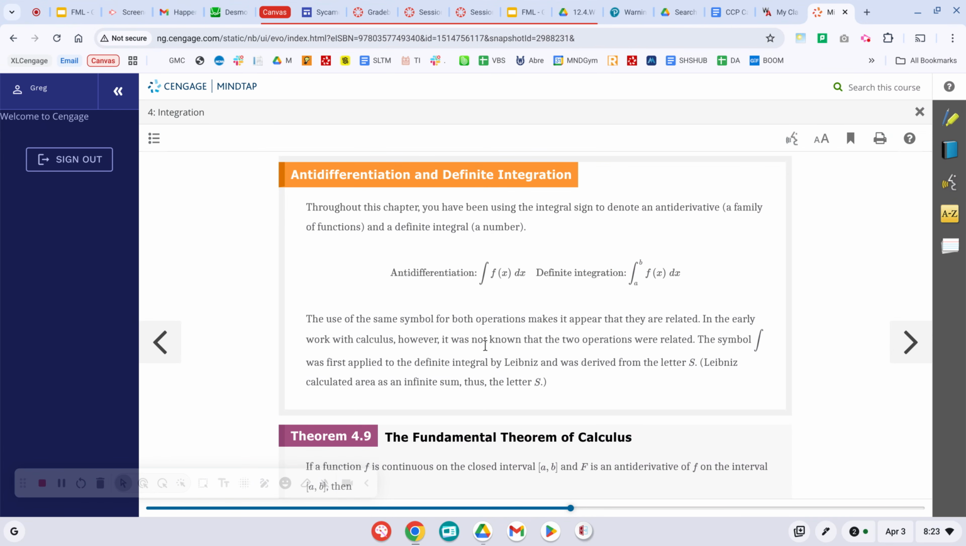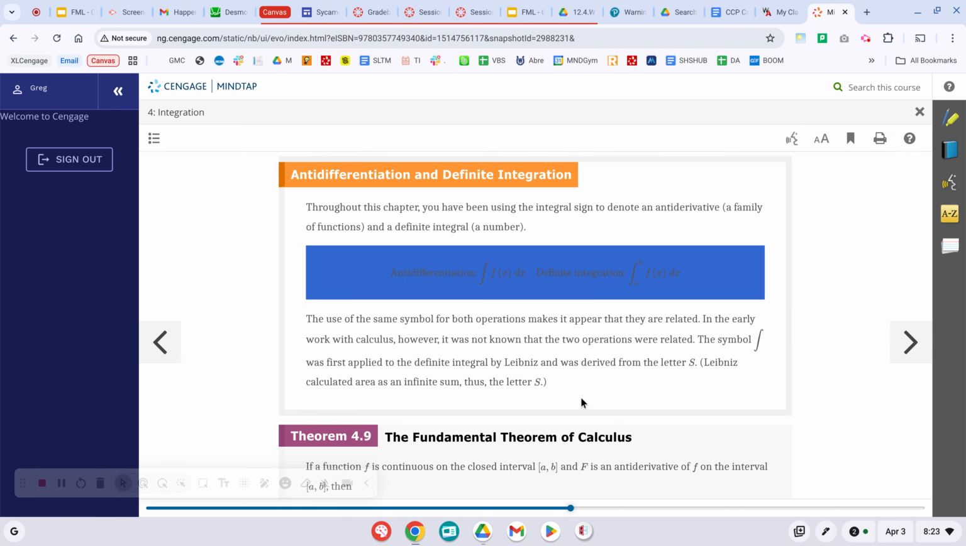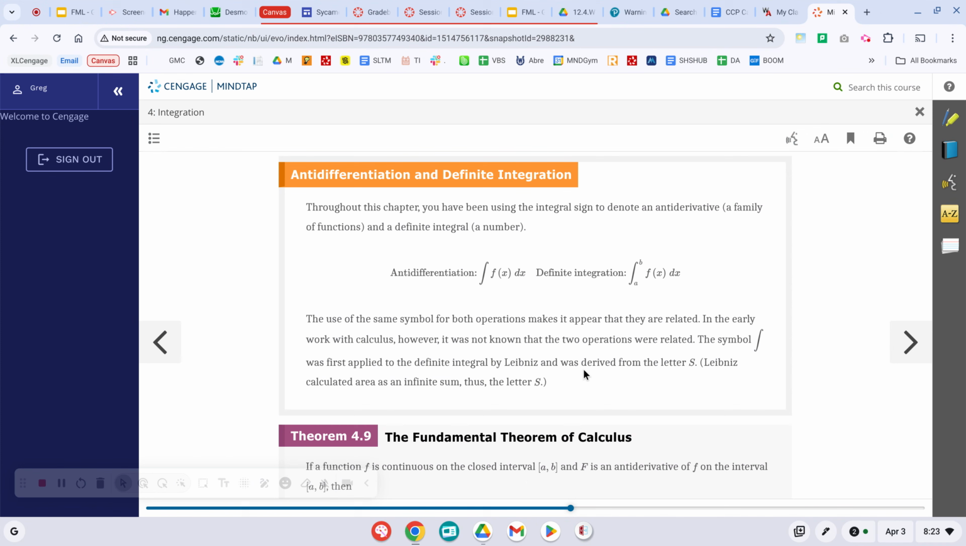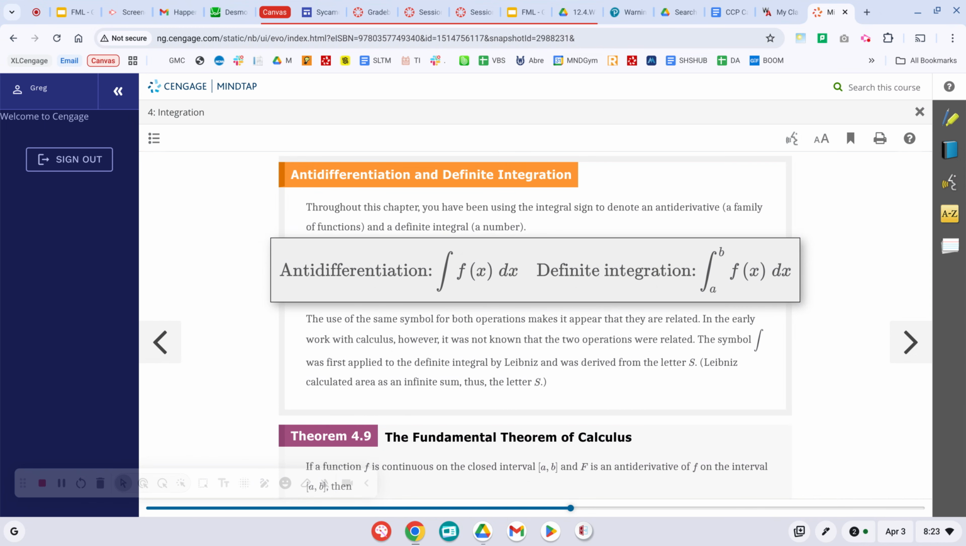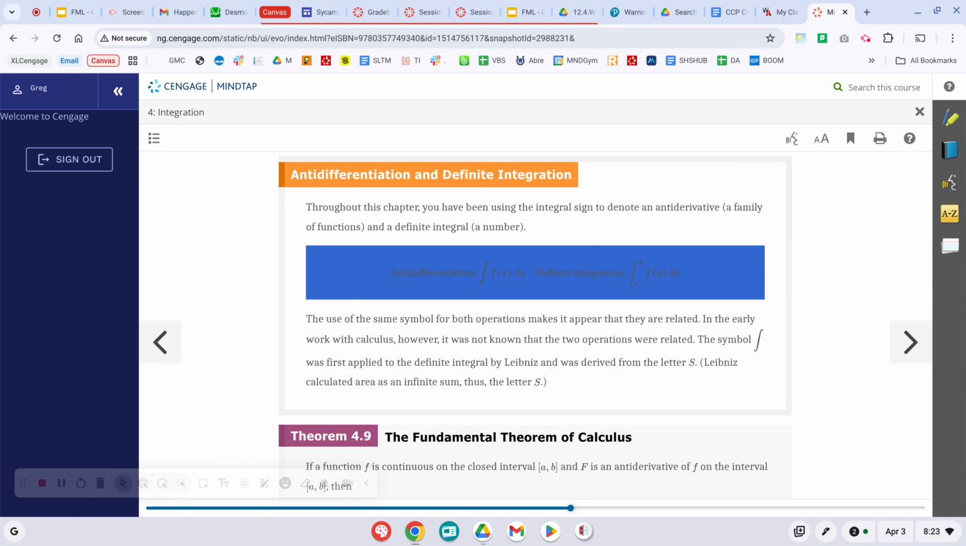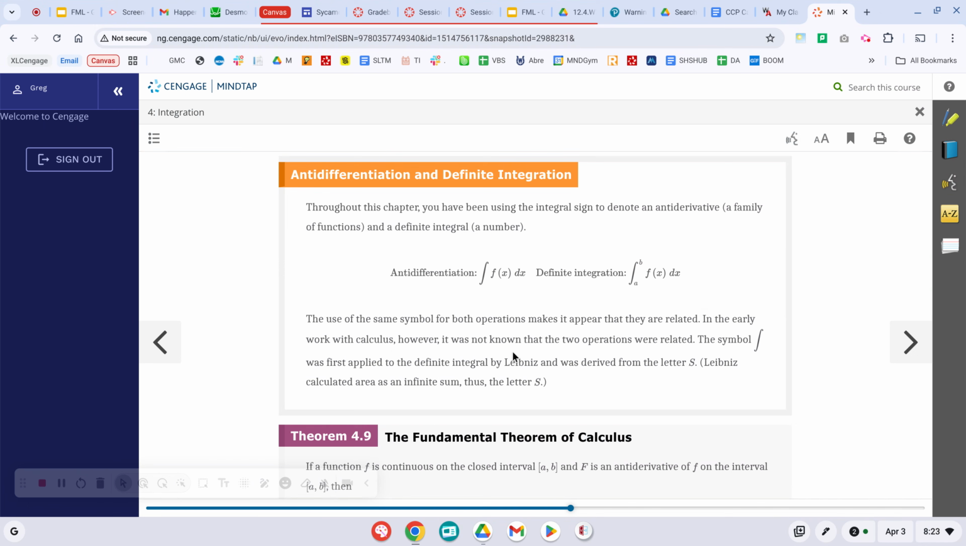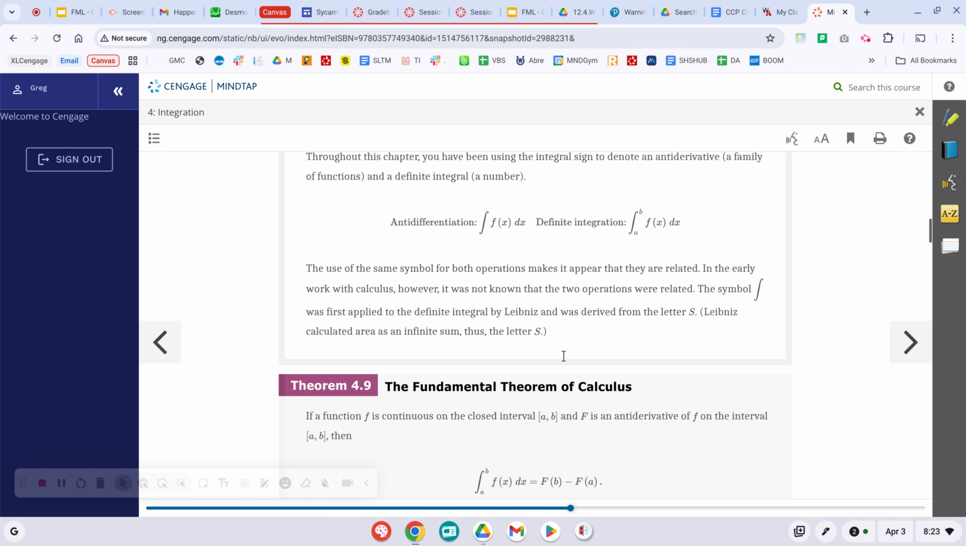This is showing you that anti-differentiation and definite integration use the same symbol, this sum sign, okay? But they are not exactly the same thing. Remember, with anti-differentiation, you have to add a constant plus c. That's not going to be necessary with definite integration, and we'll explain that later.